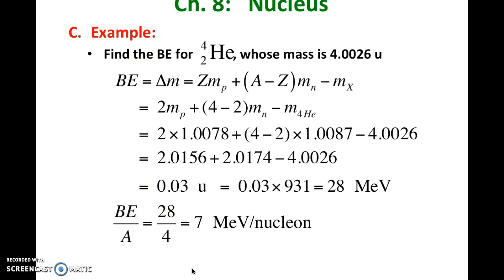For example, find the binding energy for helium-4, whose mass is 4.0026 U. From the binding energy formula, substituting the numbers into the formula, i.e. 2 for the atomic number Z, 4 for the mass number A, 1.0078 for the proton mass Mp, 1.0087 for the neutron mass Mn, and 4.0026 for the helium-4 mass, we have the missing mass to be 0.03 U. Multiplying 931 to 0.03, we have the binding energy to be 28 mega electron volt. Dividing it by the mass number 4, we have the binding energy per nucleon for helium-4 to be equal to 7 mega electron volt per nucleon.